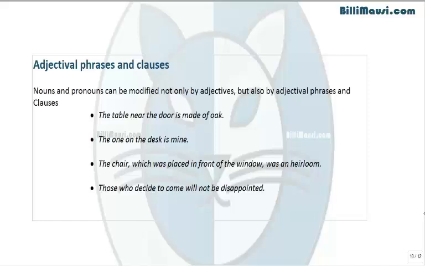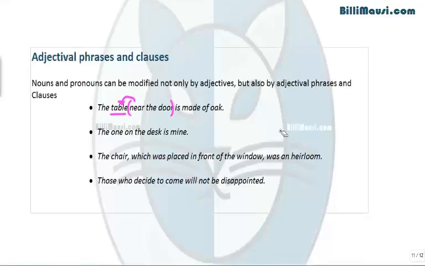Nouns and pronouns can be modified not only by adjectives but also by adjectival phrases and clauses, such as the table near the door is made of oak. Here the noun table is being modified by the phrase near the door. So which particular table? The one near the door is made of oak. Similarly, the one on the desk is mine. In the next example, you can see the pronoun one is being modified here by on the desk. The one on the desk is mine.